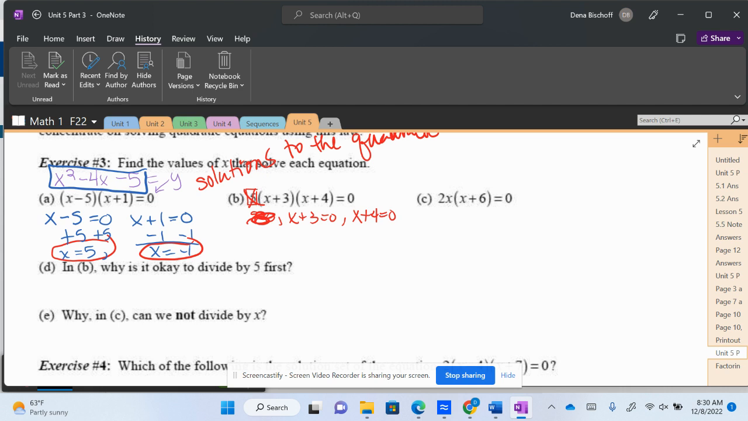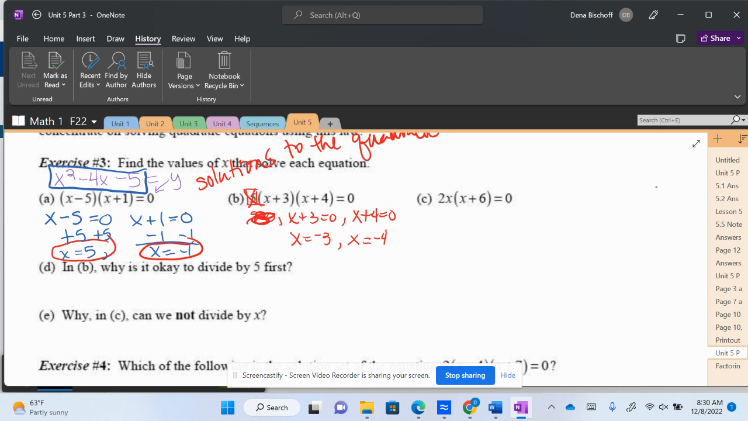So if I have x plus 3 equals 0, what does x really equal? If x plus 3 equals 0, what is x? -3. I would have to subtract 3 from both sides. And if x plus 4 equals 0, what is x? -4. We're just subtracting 4 from both sides.